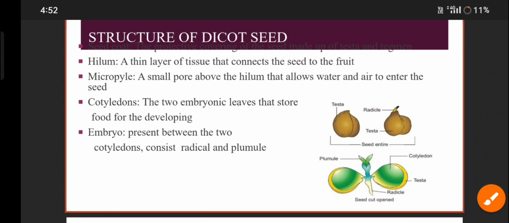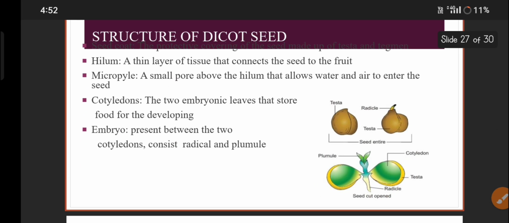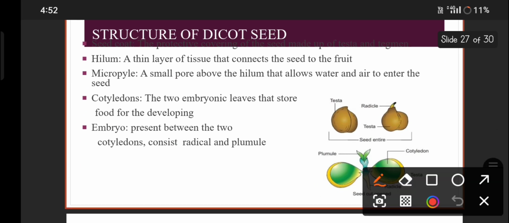And next, the structure of the dicot seed. The first part is the seed coat. It is the outer covering of the seed, made up of two parts: the testa and tegmen. And then the hilum, a thin layer of tissue that connects the seed to the fruit.